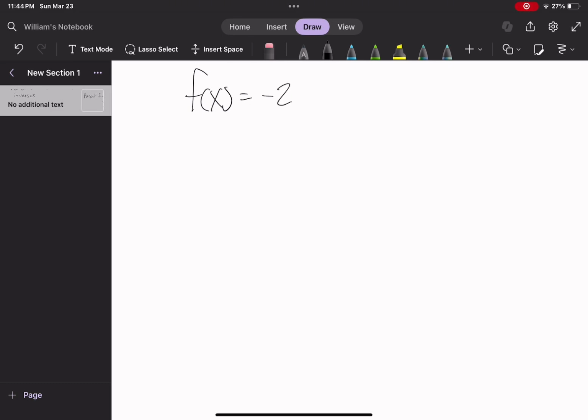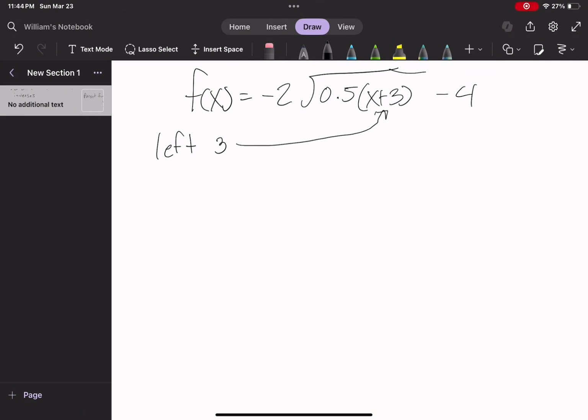And so here's our practice problem for the day. f(x) = -2√(0.5(x + 3)) - 4. My suggestion is to identify your easy transformations first, and that'll be left 3, as you can see in our x plus 3, and down 4, as you can see in our minus 4.